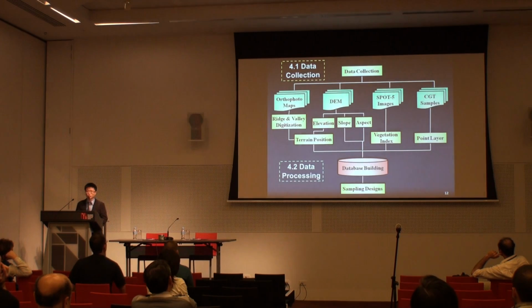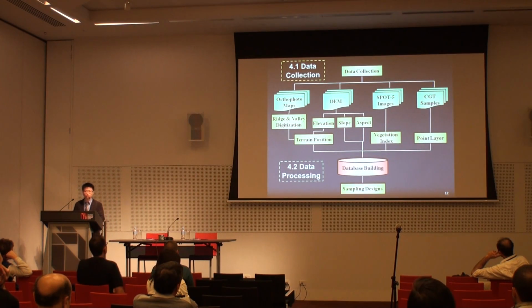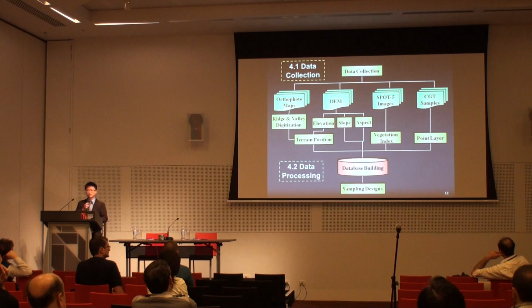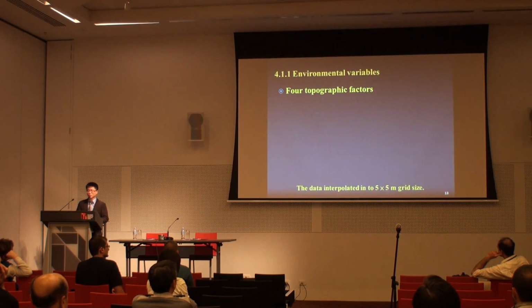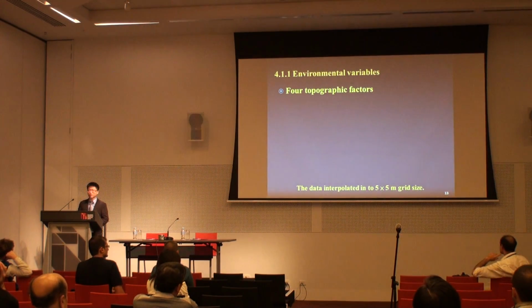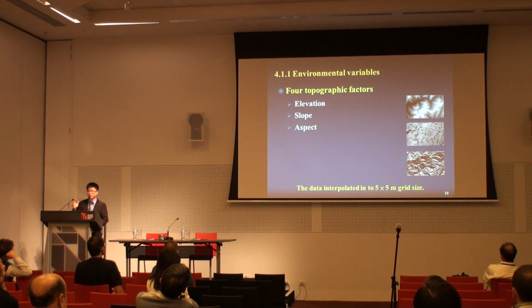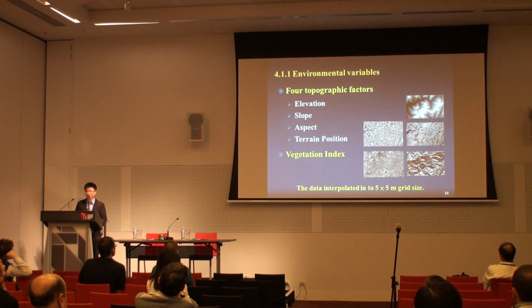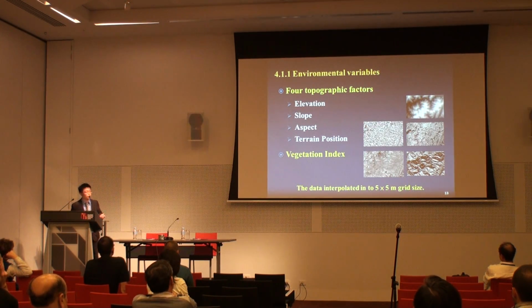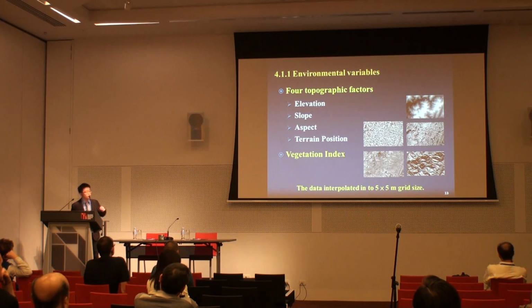Further, this is the flow chart of the study. First, for database creation, we generate 5 predictor variables: elevation, slope, aspect, terrain position, and vegetation index. The elevation, slope, and aspect were generated from the DEM, and the terrain position we digitized from photos and generated using the Euclidean relative distance.